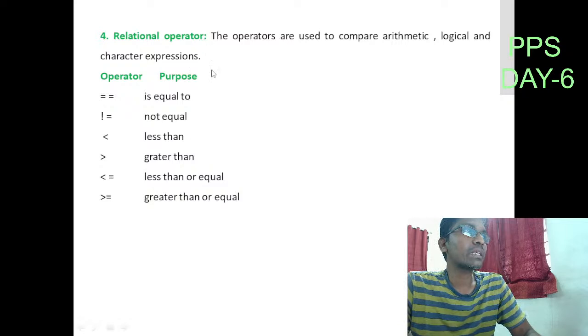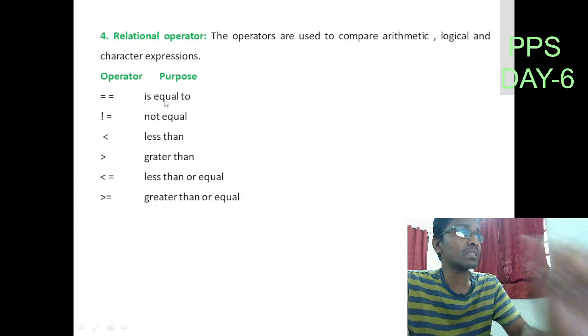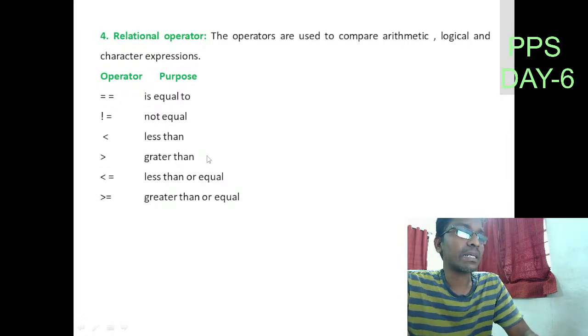And the fourth one is relational operators. So these are the different types of relational operators. By using these relational operators, you can compare whether a value is less than or equal to, or greater than or equal to, or not equal to, or double equal to. So for comparison purposes, we are going to use relational operators.